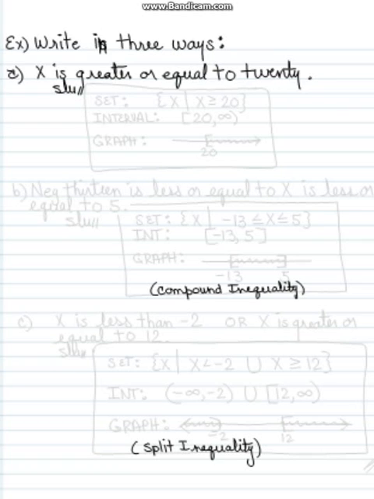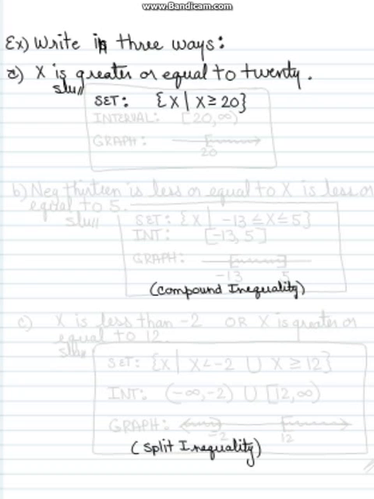We're going to practice writing inequalities in the three different notations: set notation, interval notation, and graph notation. Our first example is to write the inequality x is greater than or equal to 20. First, we'll write it in set notation: curly set bracket, all real numbers x, and the vertical bar that I just put means "such that." So this reads as all real numbers x such that x is greater than or equal to 20.